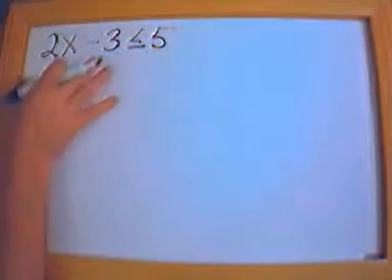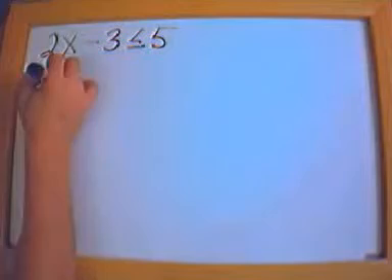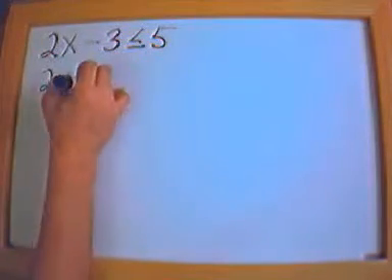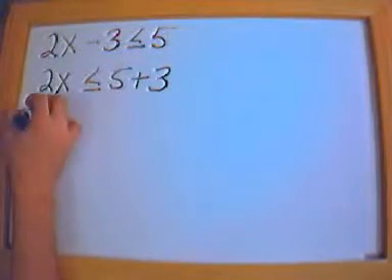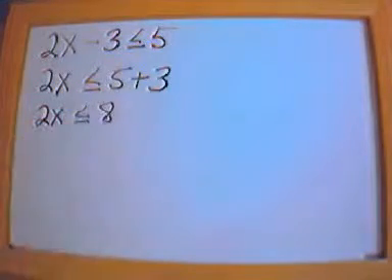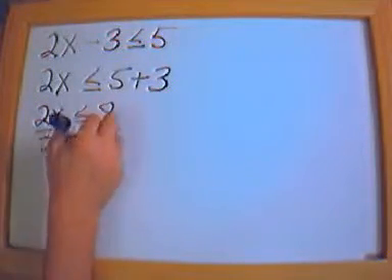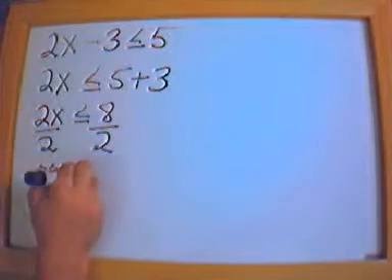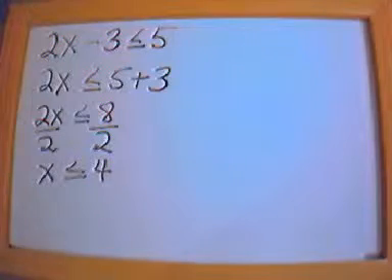Okay. I want to get 2x by itself, so I'm going to move this 3 over here. So I'm going to add 3 to both sides. I'm going to be left with 2x is less than or equal to 5 plus 3. So carrying this down, 2x is less than or equal to 5 plus 3 is 8. Okay? And in order to get x by itself, I'm simply going to divide both sides by 2. So x is less than or equal to 8 divided by 2 is 4. I did not flip the order of this sign because I did not multiply or divide by a negative number.